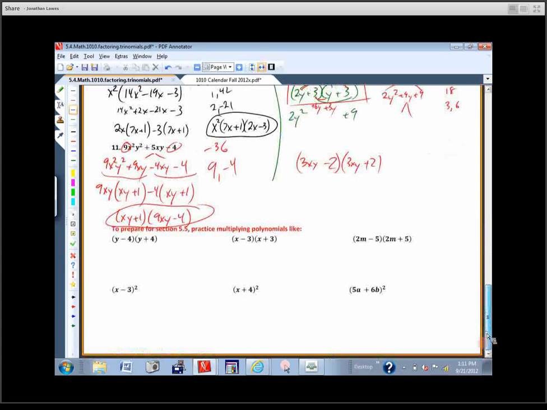Okay, these last problems on there, I would like you to do those, just so you can remind yourself how we multiply those types of binomials and that there are some patterns there that you should spot. If you spot those patterns, you're going to be in great shape for Monday. So we've got about 10 minutes left.